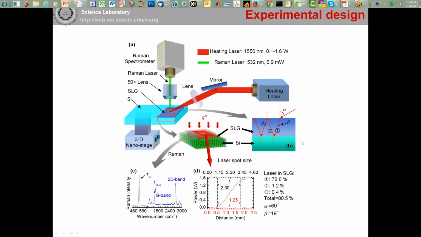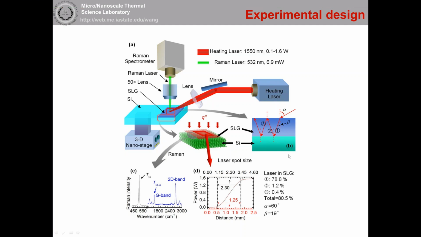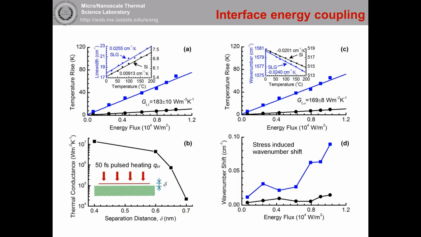So when we came out with the idea, we got some support from the Army Research Office, also from the National Science Foundation. So this one shows the result. That's the graphene's temperature, and that's the silicon substrate temperature. You can see they have a difference. This is the different energy absorbed by the graphene. This temperature difference is determined by the interface resistance, so you can determine the interface resistance. It's a very unique one.